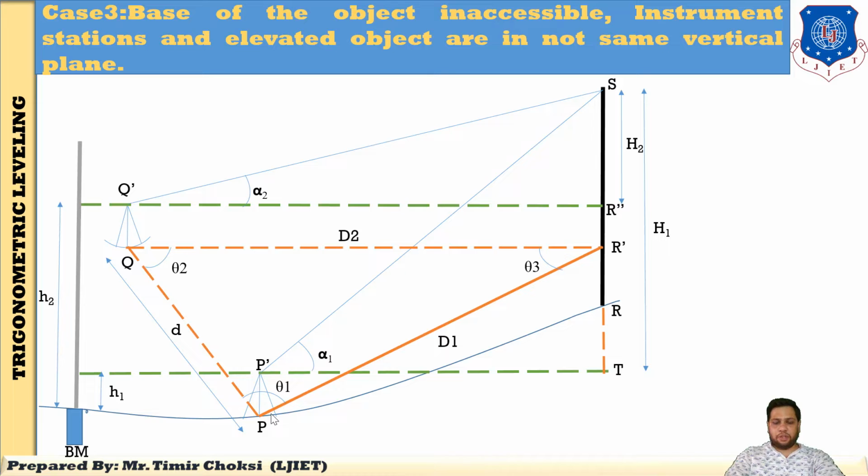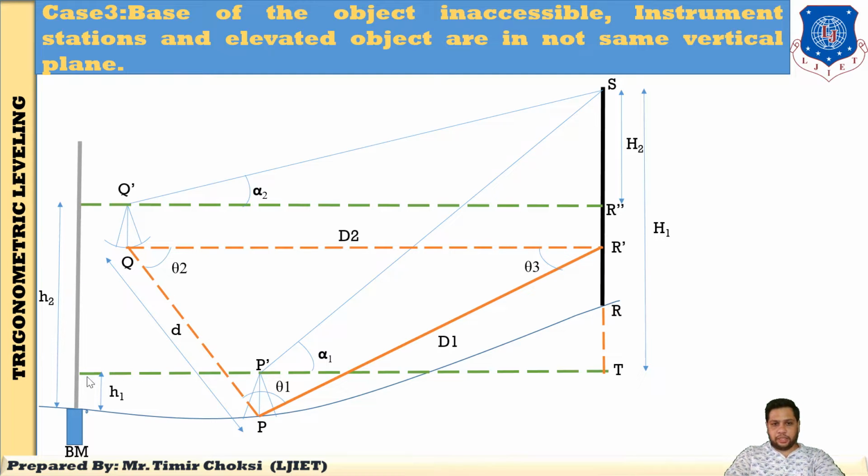So first step, you draw the figure. How to draw the figure? First you draw one line, the ground profile. Two instruments are taken, P and Q. Then you join the line between the bases of the instruments. So here P and Q, it is the line joining the bases of the instruments.